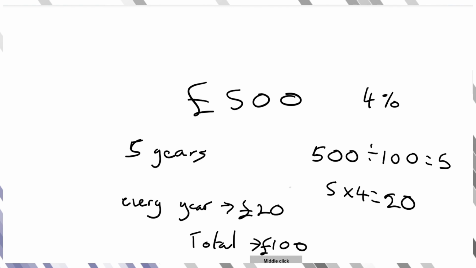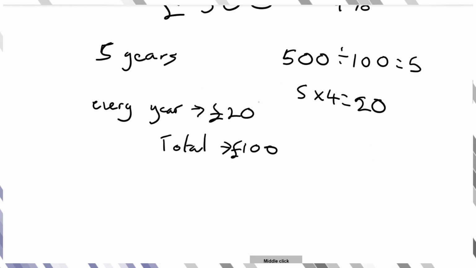So after 5 years, there's going to be £600 in the account, because there'll be the starting 500 plus £100 in interest, 5 years' worth of interest. And that's it. We'll do one more example.